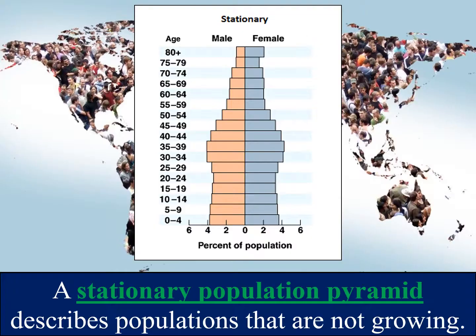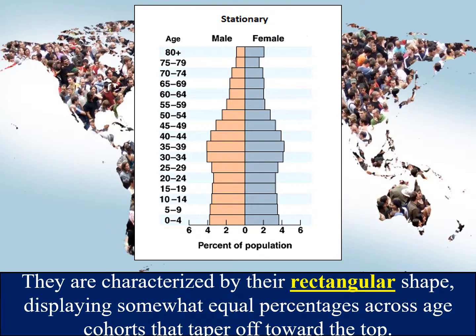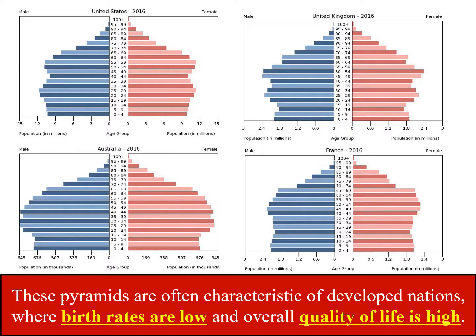population pyramid. A stationary population pyramid describes populations that are not growing. We can see from this shape each new generation is pretty much the same size, which means population is stable. It's not growing or shrinking. They are characterized by their rectangular shape, displaying somewhat equal percentages across age cohorts that taper off towards the top, because what's always going to happen is you're going to have older people start to die. These pyramids are often characteristic of developed nations where birth rates are low and overall quality of life is high.